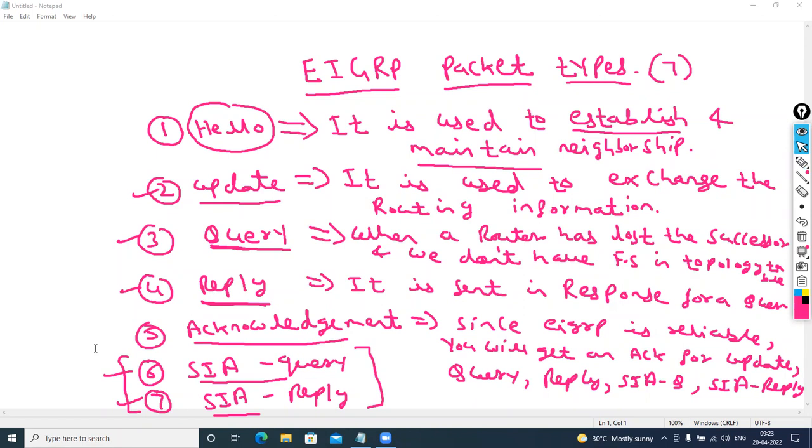What is the mechanism by which EIGRP calculates the best path? With R1, R2, R3 and the 3.3.3.3 network. One doubt is there. Yes, tell me. The mechanism of how EIGRP calculates the best path. In that, the advertised distance and everything is fine.